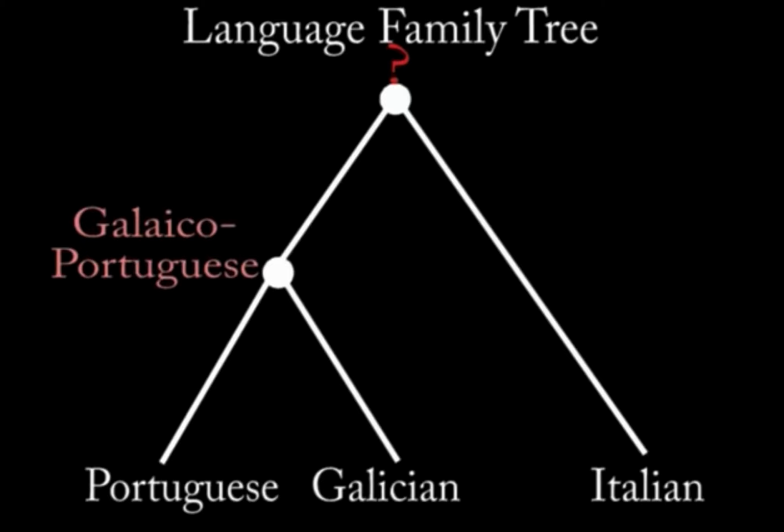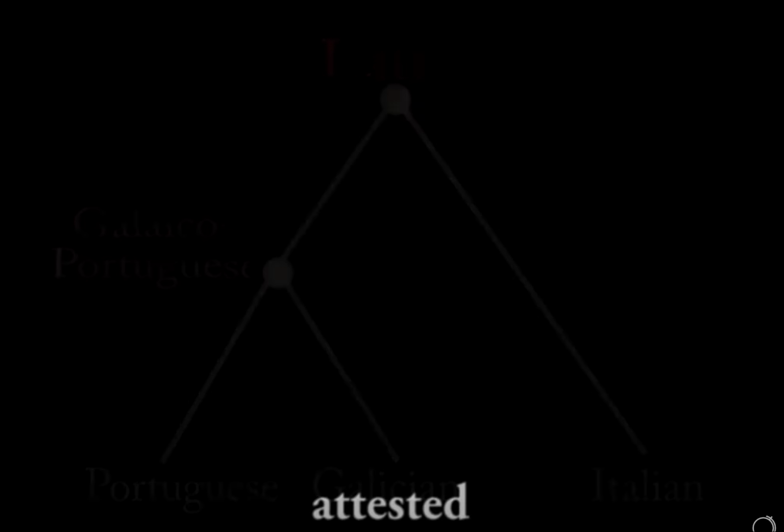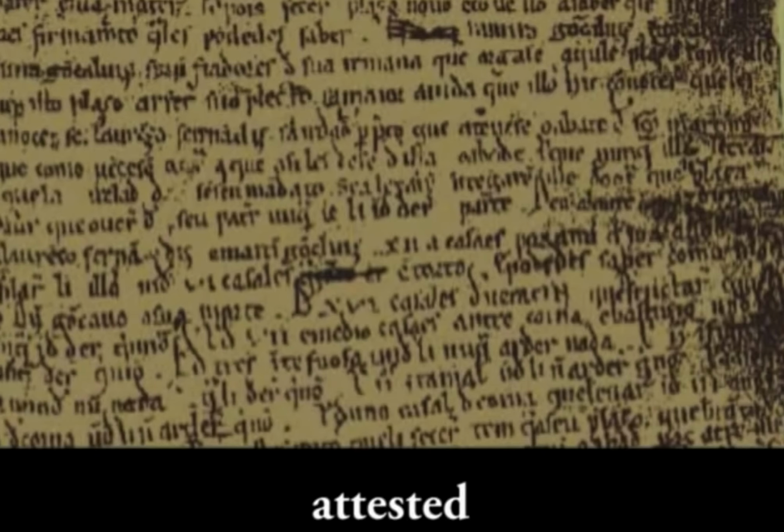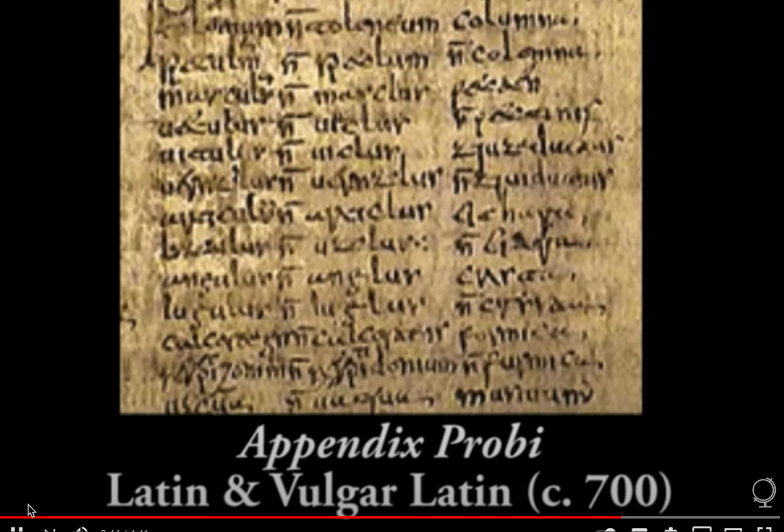Now there's an even more remote common ancestor of Galician, Portuguese, and Italian, and that's a form of Vulgar Latin. In at least some small way, these two languages, Galician-Portuguese and Vulgar Latin, are attested. That means we have documents we can look back at. We can look today at documents that were written in those languages. We have some attestation of their existence.